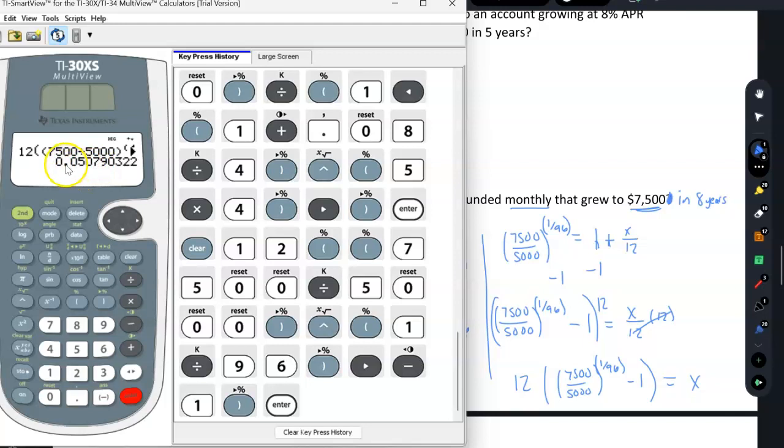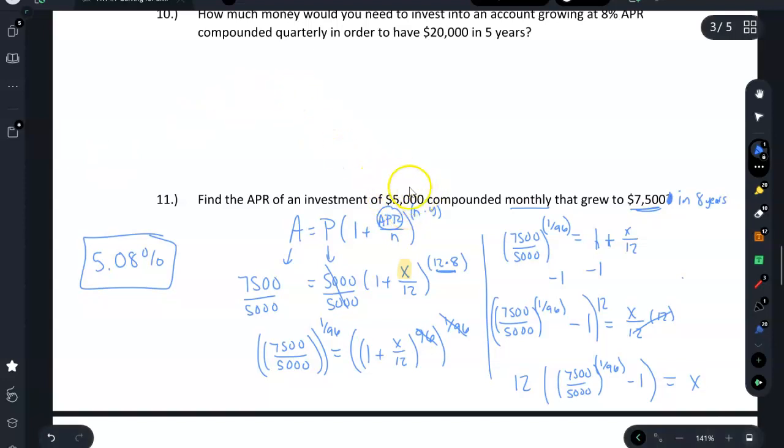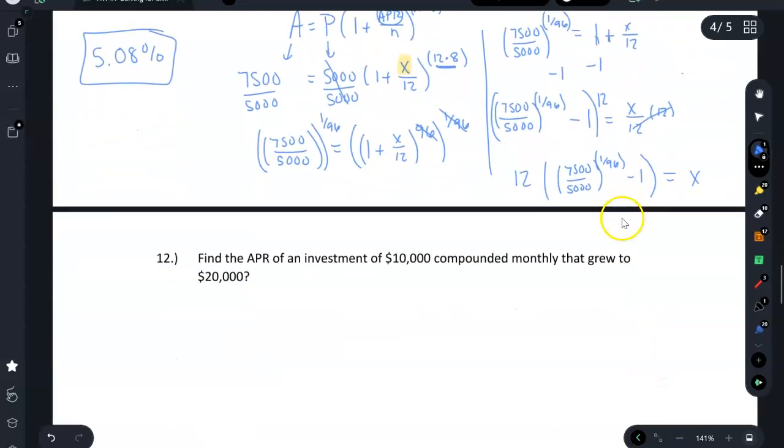0.0507. And if I need to turn this into a percentage, because I'm looking for APR, that's going to be 5.079, which would be 5.08, so this would be 5.08%. And then once again, look back and make sure this makes sense. If I invested $5,000 at 5.08% compounded monthly, it may grow to $7,500 in 8 years. So that would be how to do number 11.